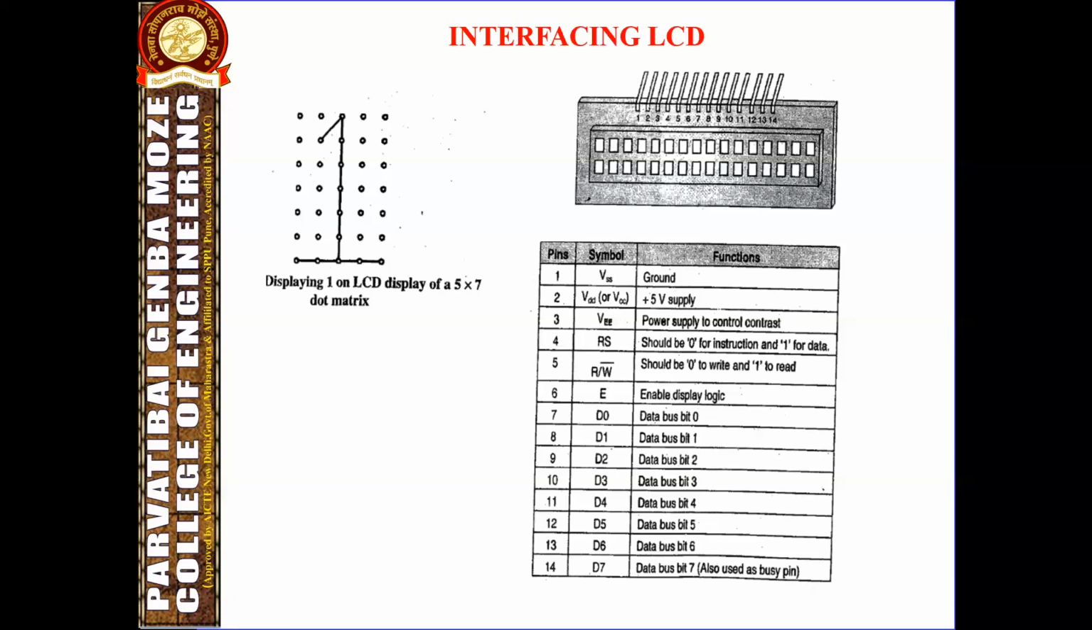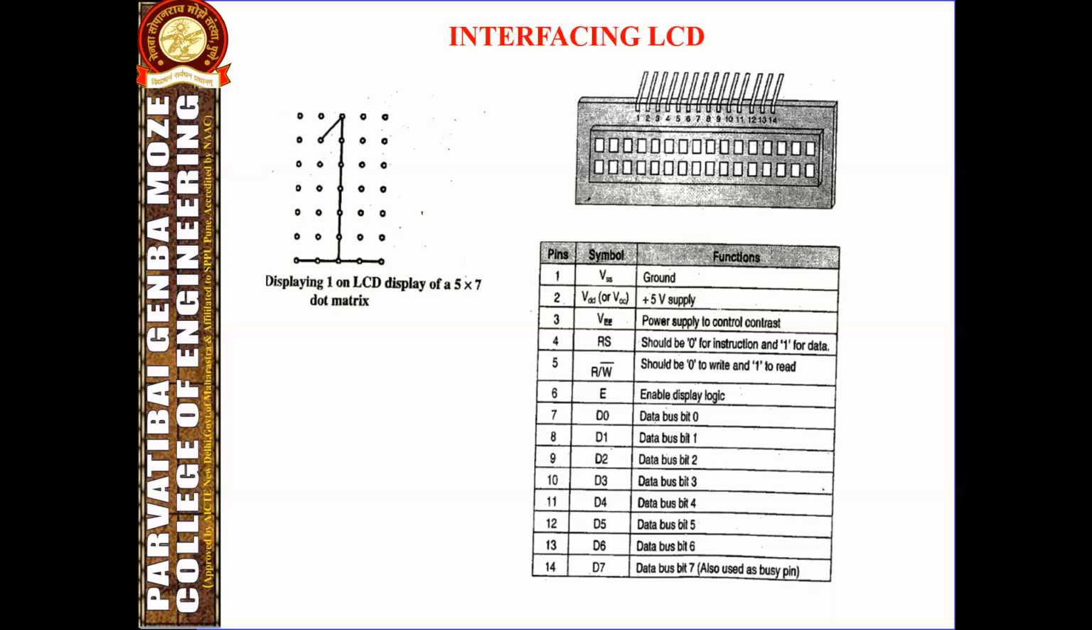R by W bar should be 0 for write operation and 1 for read operation. For write operation, it's an active low signal. So if you provide 0, the write operation will be carried out. Pin number 6 is E, which is used to enable the display logic. Pin number 7 is used for data bus bit 0. Pin number 8 is for data bus bit 1, and so on for each particular bit.